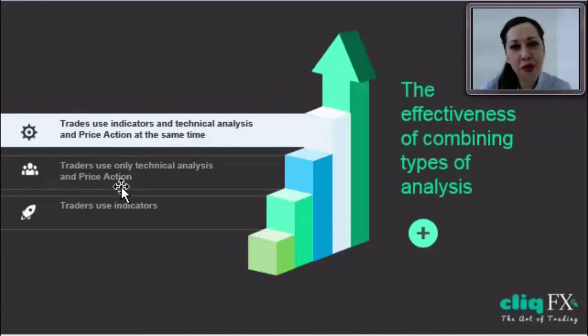All traders can be divided, according to their usage of instruments, into three categories. One: traders who use indicators. They look at the chart and analyze the market with the help of indicators. Second category: traders who look at the charts, use technical analysis, and analyze the market regarding so-called price action.